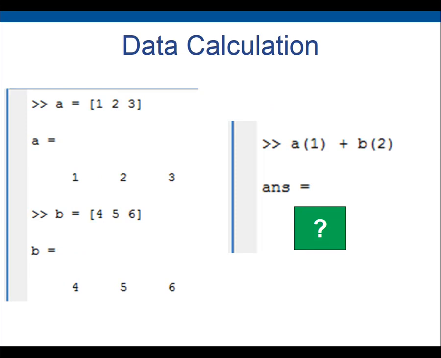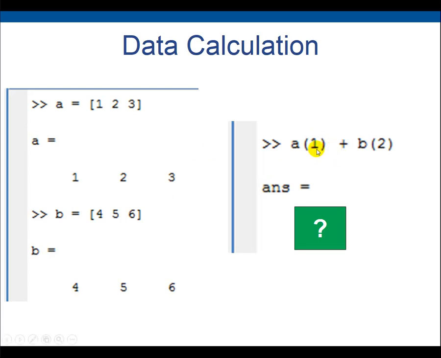Alright, we can also do the calculations. So A contains 1, 2, 3. Here, this is the result. And the variable B contains 4, 5, 6. Okay, here is the result. And both are 1 by 3 size matrices. Okay, 1 by 3 because there is only 1 row and 3 columns.